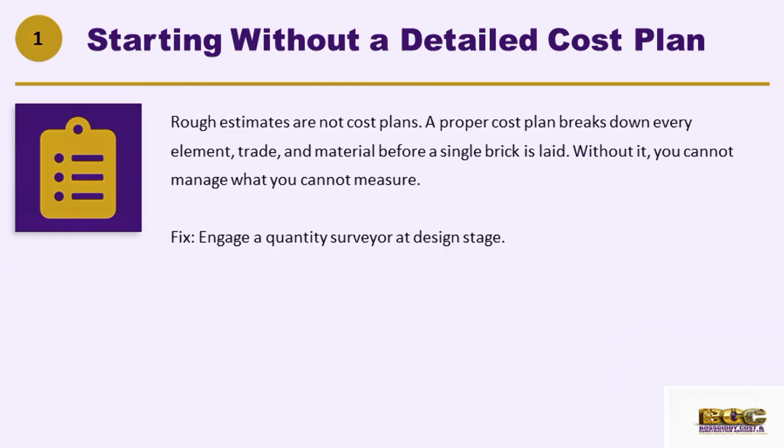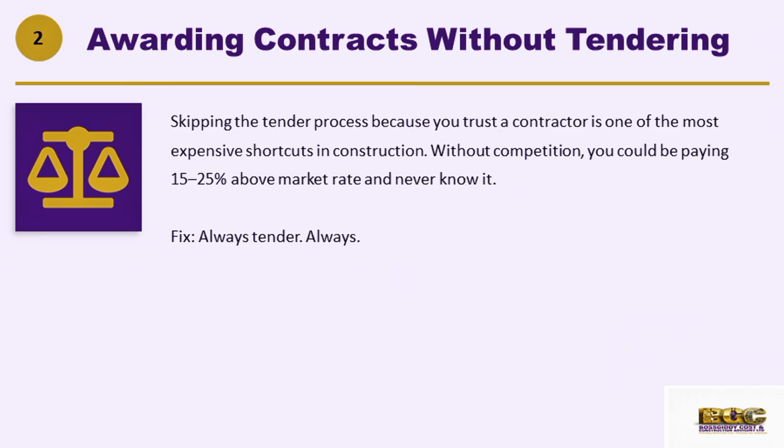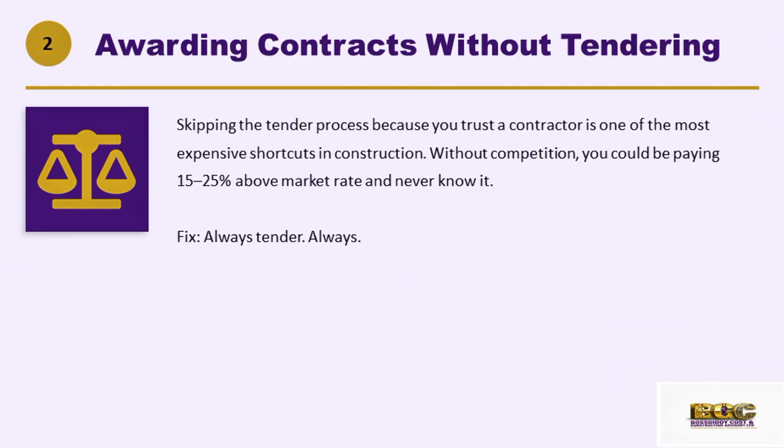Number 2 mistake that developers make is awarding a contract without competitive tendering. I keep saying it, in short, I have it as one of my core philosophies that trust is good, but structure is better, because I see this constantly. A developer has a relationship with a contractor, they trust them, they skip the tender process and go straight to award. Now the problem is, without competition, there is no pricing discipline. You could be paying 15 to 25% more than the market rate and you will never know.